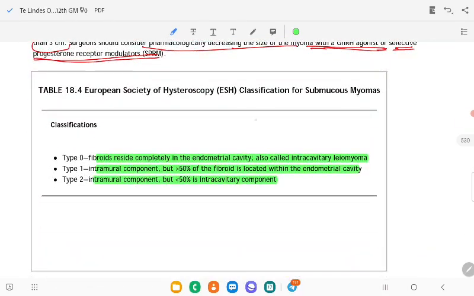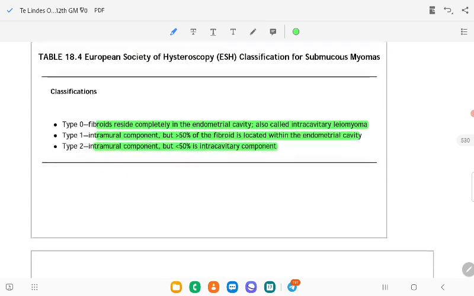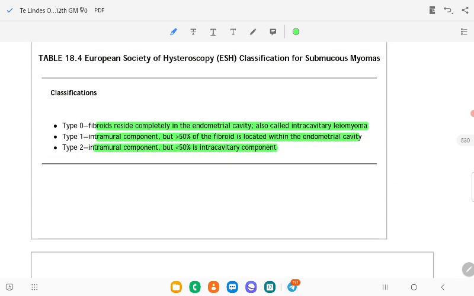This is the European Society of Hysteroscopy classification of submucosal myoma. Type 0 is a fibroid completely in the endometrial cavity, so intracavitary. Type 1 has an intramural component, but more than 50% is located in the endometrial cavity. Type 2 has an intramural component of more than 50%, with less than 50% in the intracavitary compartment.